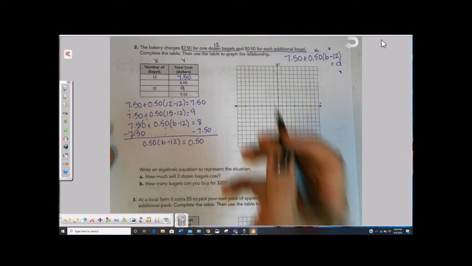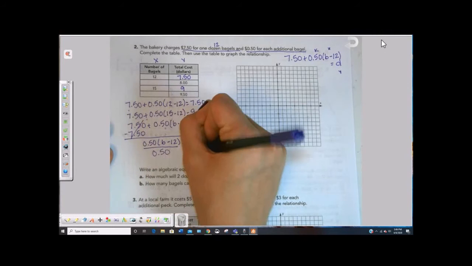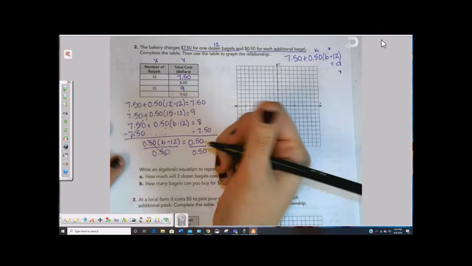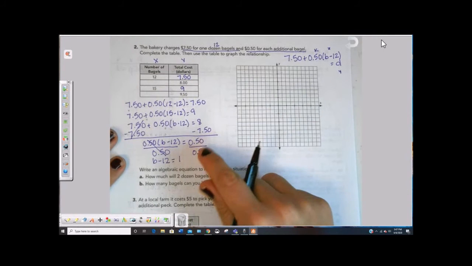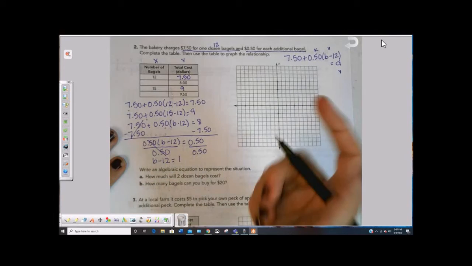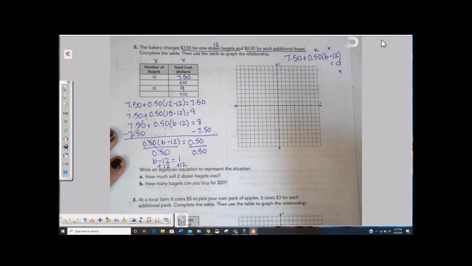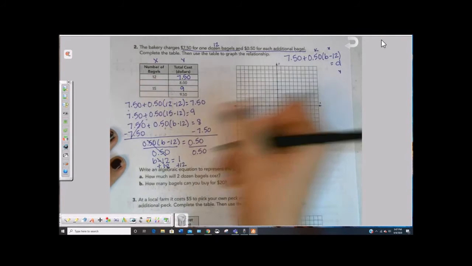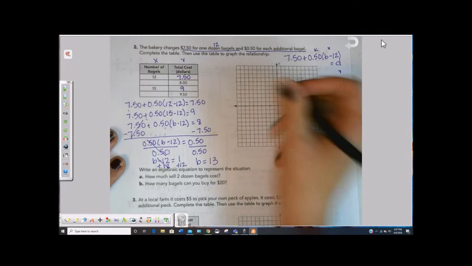Now this means multiply. When you have a number next to parentheses, that means multiplication. So the opposite of multiply is to divide. So I'm going to divide by 50 cents. Now we have B minus 12 equals 1 because 50 cents divided by 50 cents is 1. And now we're back to basics. Opposite of minus 12 is plus 12. When you do that, those cancel out and you have B equals 13 because 1 plus 12 is 13.